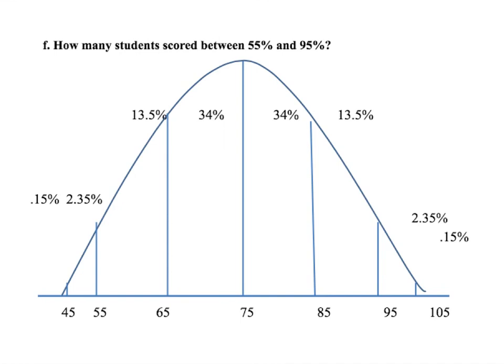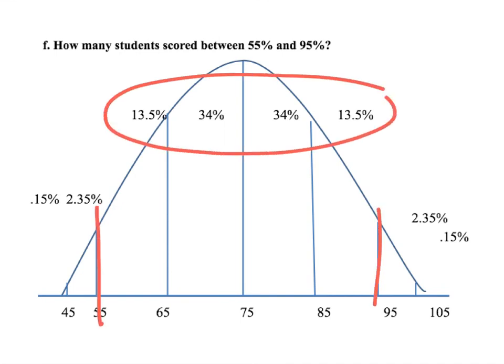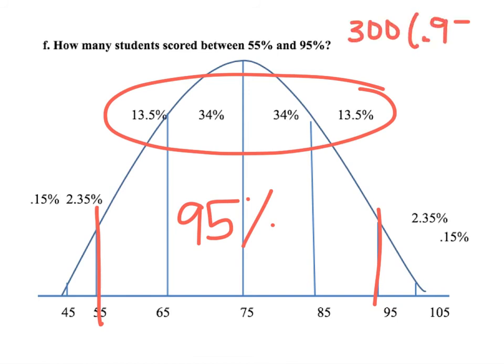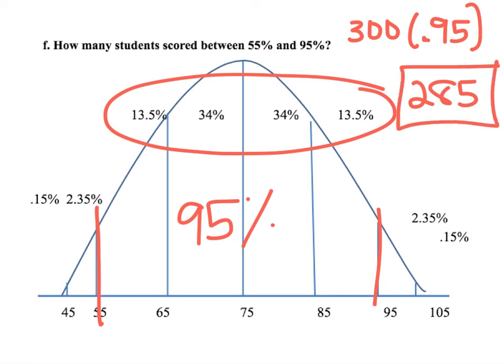How many scored between 55 and 95? Again, we added these up already. When you add them up, you get 95%. So there were 300 total students times 95%, which gives us our total number of kids in that range, which was 285. 285 students got between a 55 and a 95 on the quiz.